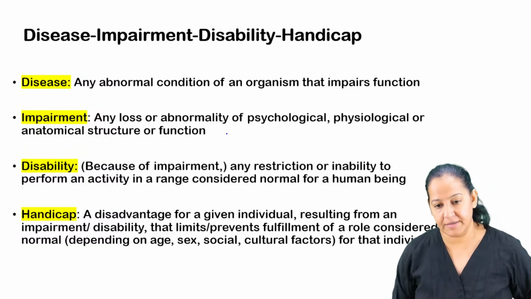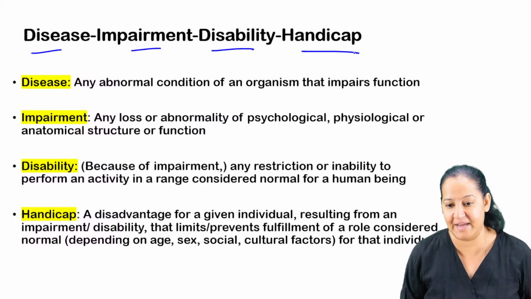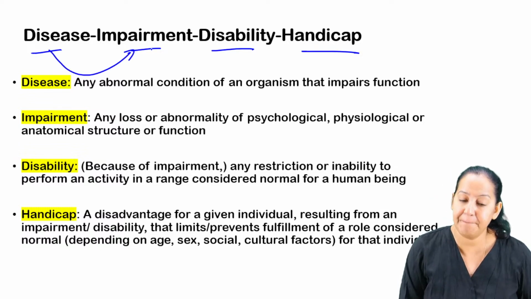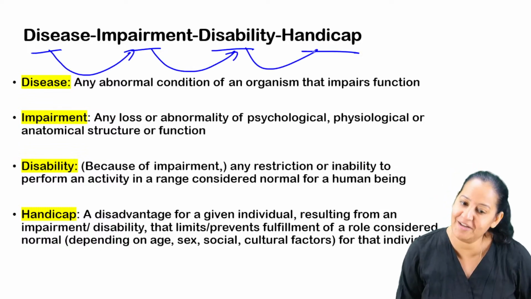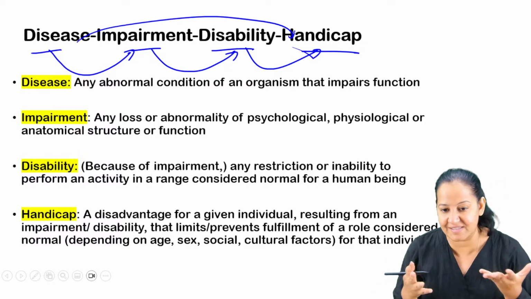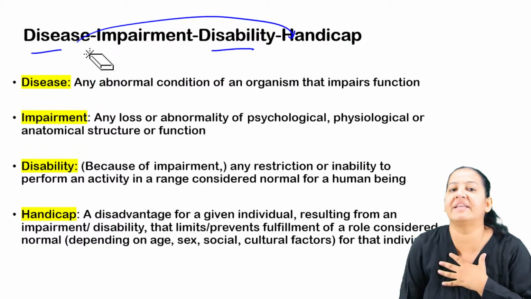Okay, can we go ahead? So the next thing, I want to explain you a sequence: disease, impairment, disability, and handicap. This is a sequence. Disease leads to impairment, impairment leads to disability, and disability leads to handicap. Disease directly does not lead to handicap, and you cannot reverse the sequence or jumble it. You have to learn them in a sequence. Let me explain why they occur in a sequence.